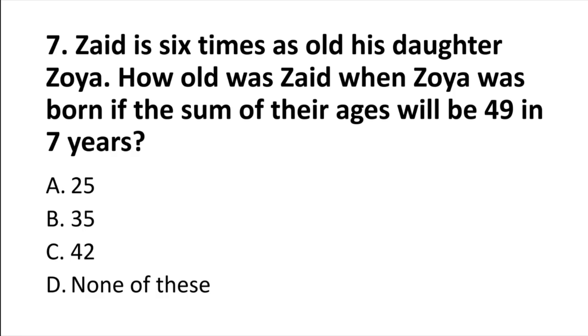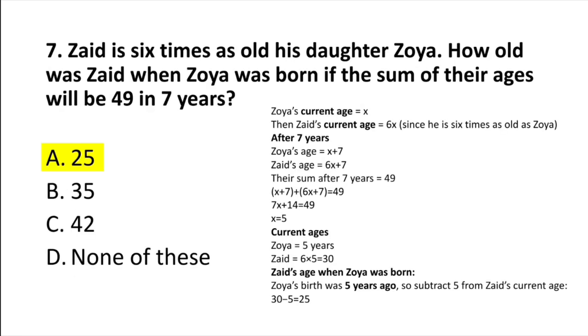Now see the solution. Let the current age of Zoya be x, and Zed's current age would be 6 times as old as Zoya, so it's 6x. After 7 years, we add 7 in both of these cases. So Zoya's age will be x plus 7, and Zed's age will be 6x plus 7. Their sum after 7 years is given in the question, that is 49 years. So x plus 7 plus 6x plus 7 equals 49, and we got the value x equal to 5.